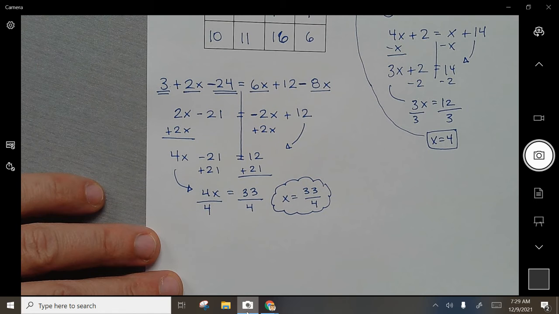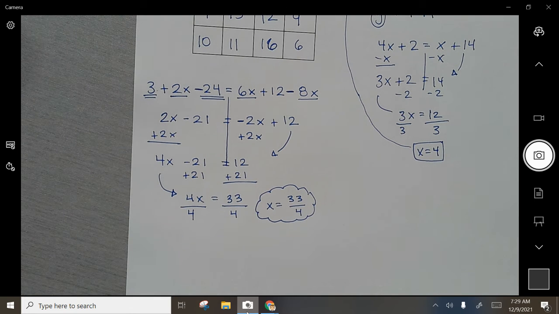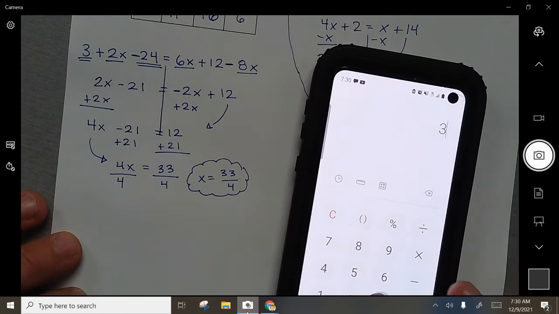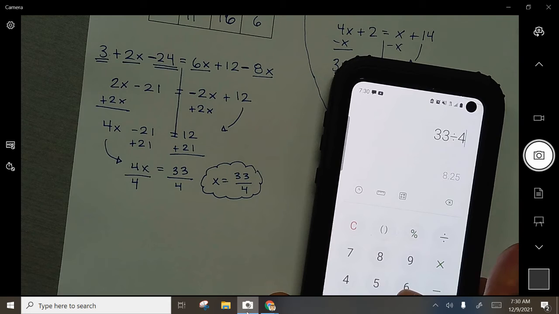All right, let's have a little fun. If you did want to give me a decimal, that's okay. Let's just see, 33 divided by 4 is 8.25.